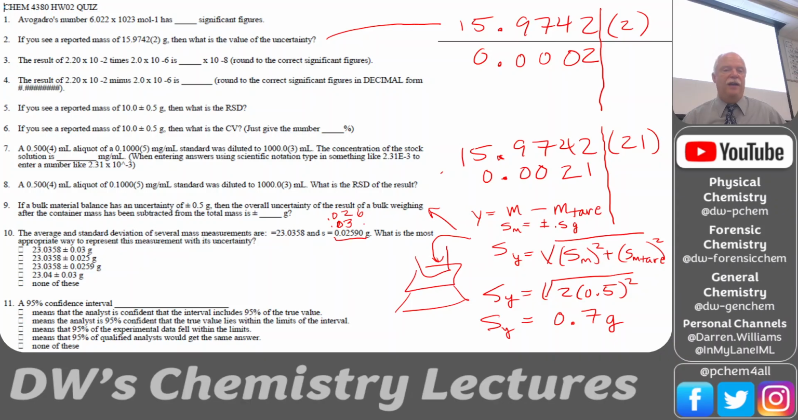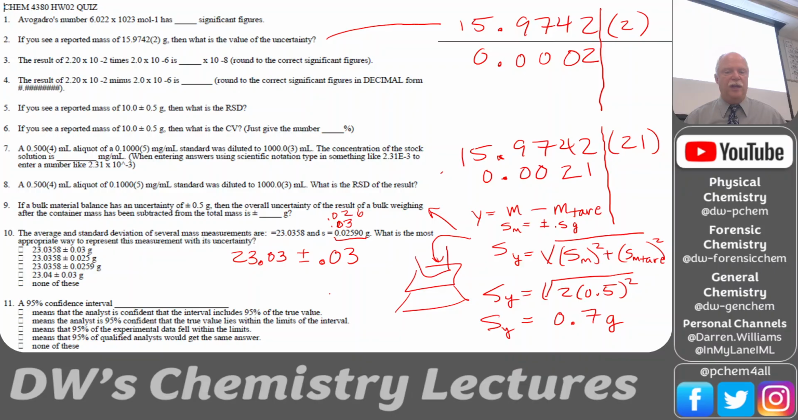Now, that tells us where to round. So we choose the uncertainty first. Let's say we wanted to do the 0.03. That tells me I need to round this number at the hundredths place. They have to match. 23.03 plus or minus 0.03. So that one would be an acceptable answer.